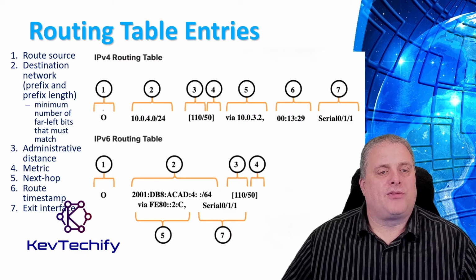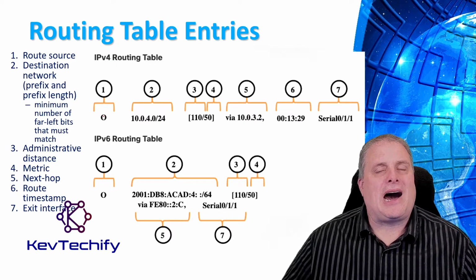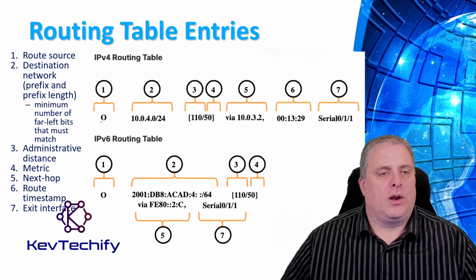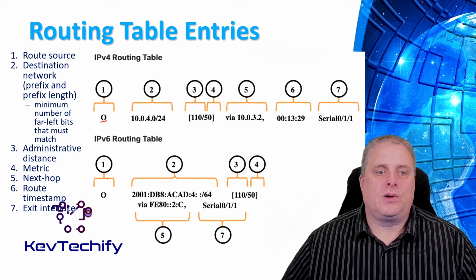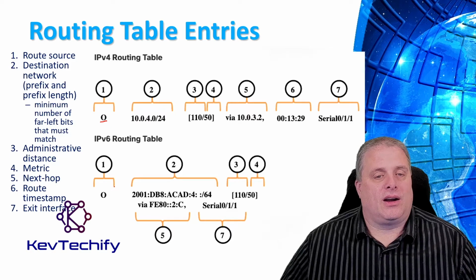We can see up here that the first field is what we call the route source. How did we learn about this? We have an O here. That O stands for, we learned it from OSPF. OSPF works in version 4 and in version 6, so we can set up OSPF there.